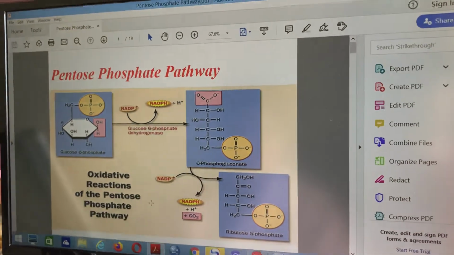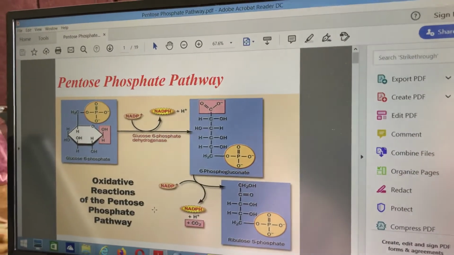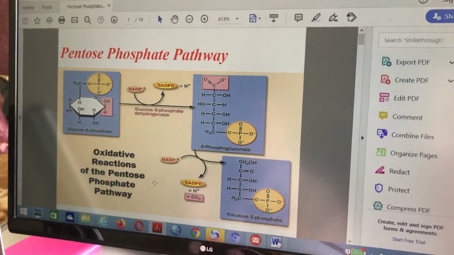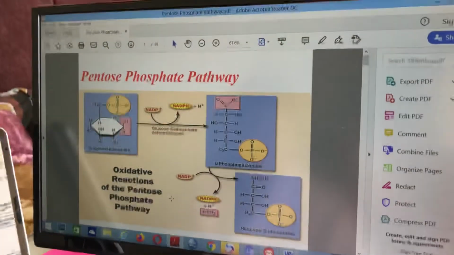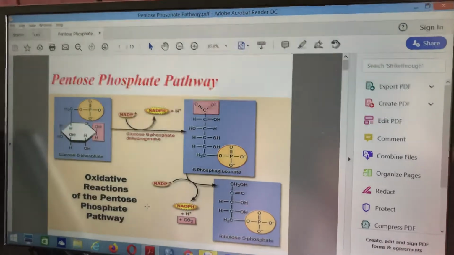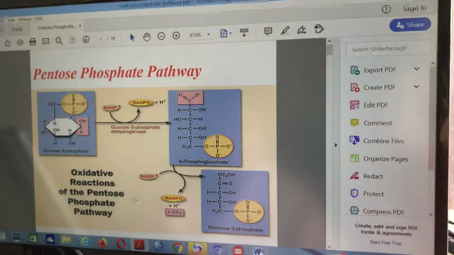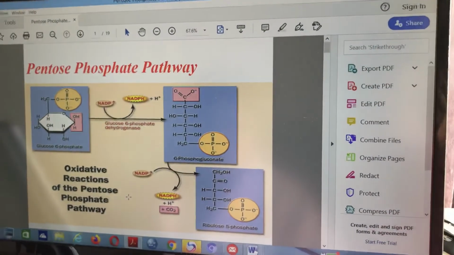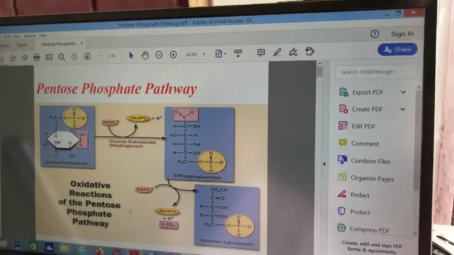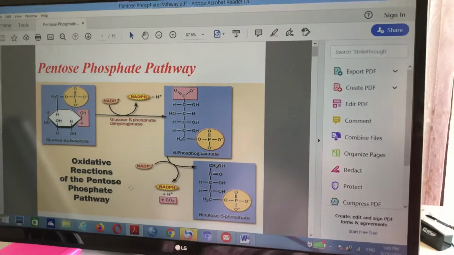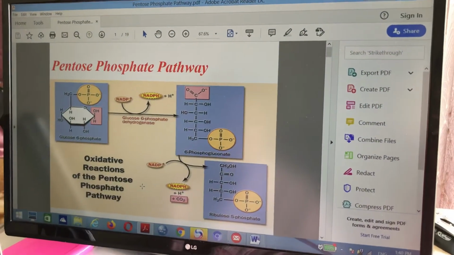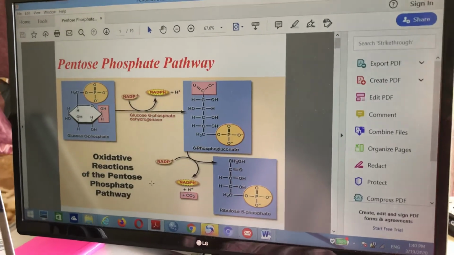The importance of the NADPH is that it is used for the synthesis of fat, fat biomolecules, and also for the synthesis of steroid hormones. As you know, steroid hormones are derived from cholesterol. Cholesterol is considered the precursor for the steroid hormones.